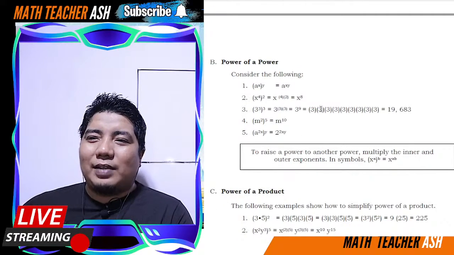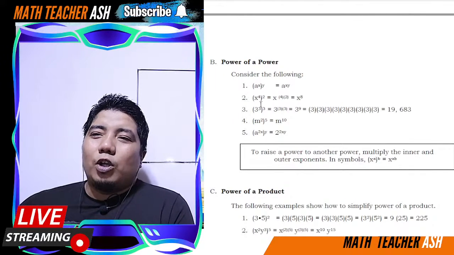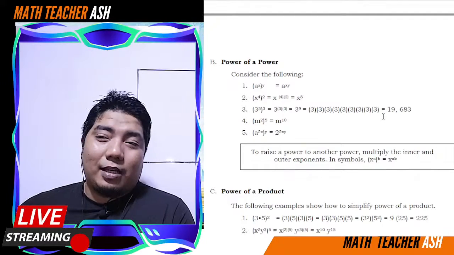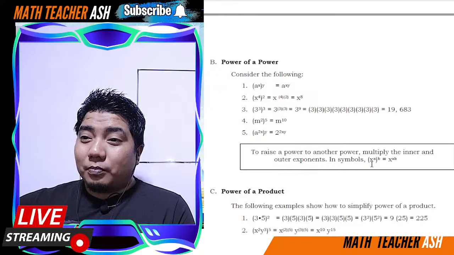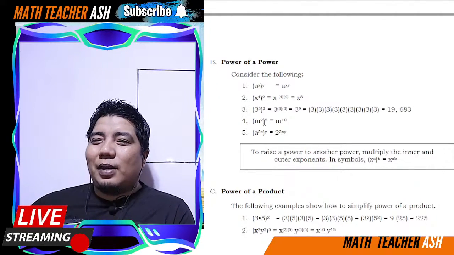Okay, so next of that is the x to the power of 4 to the power of 2. So you just copy the base, then you multiply the exponents. 4 times 2, that is 8. So you have the final answer, x to the power of 8. Easy, right? Yes, it's very easy, my dear math learners.